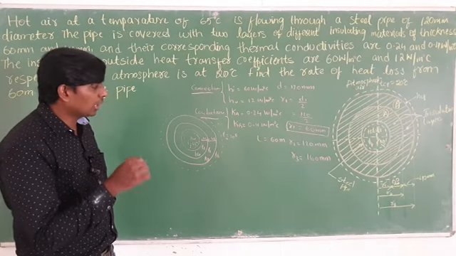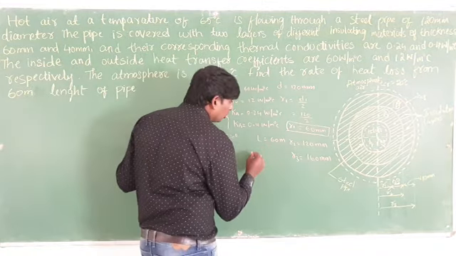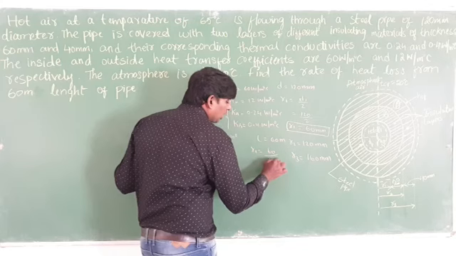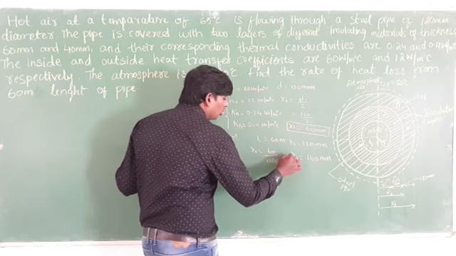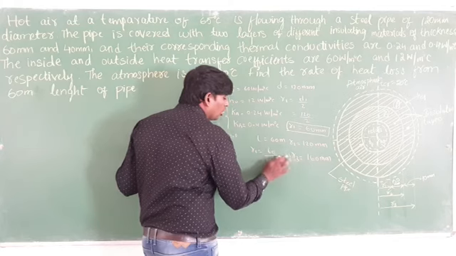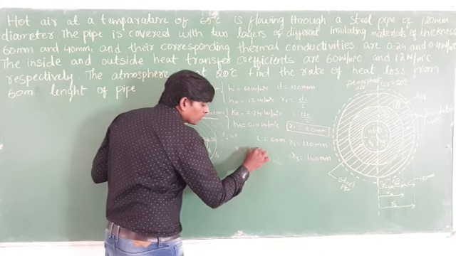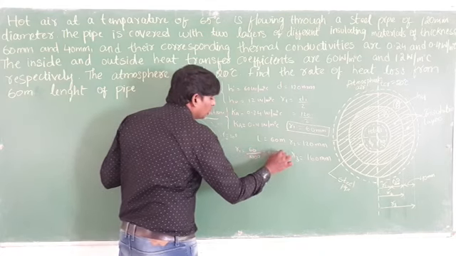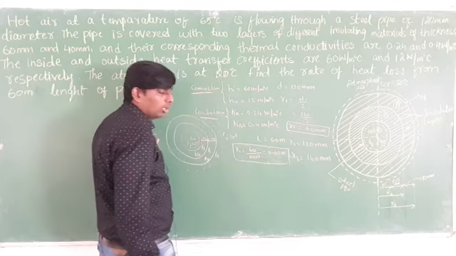Now this R1, R2, R3 you have to convert into meter. For that, what you have to do? R1 is equal to 60 divided by 1000. So here you will get 0.06 meter. The answer should be in meter. Here you got the value of R1.